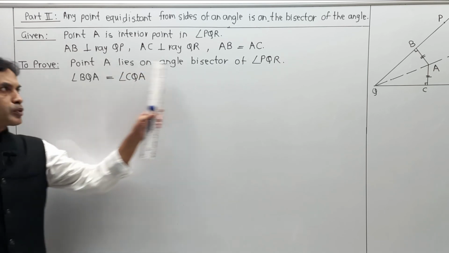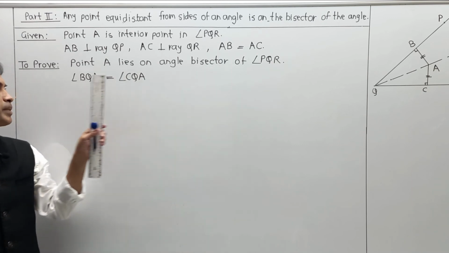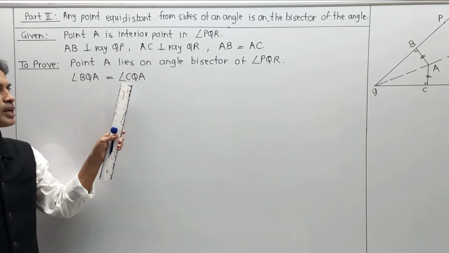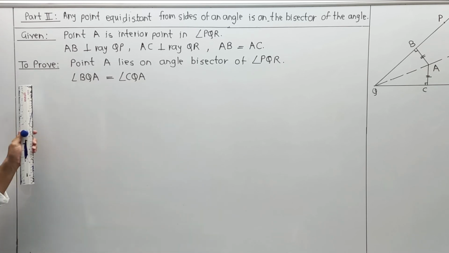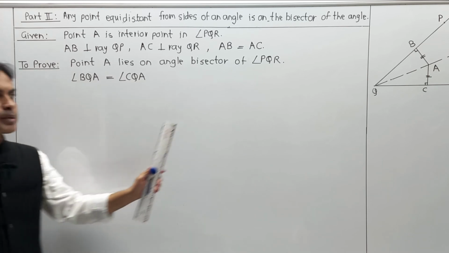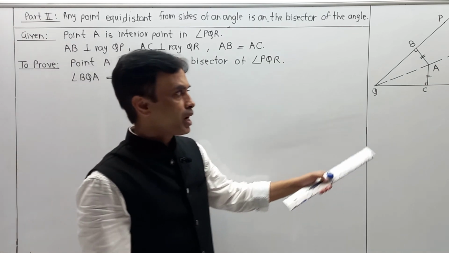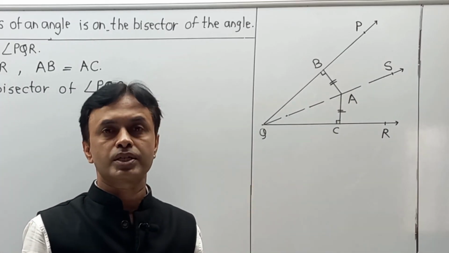Either we can prove this statement, or the meaning of this statement is we have to prove that angle BQA is congruent to, or equal to, CQA. No doubt we are going to write the answer in the form of number, statement and reason. But how are we going to write a proof? Try to understand first over here.